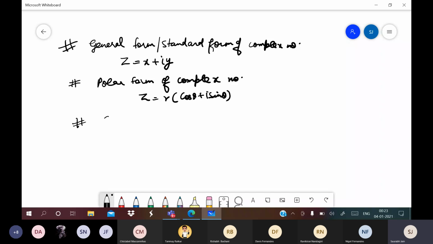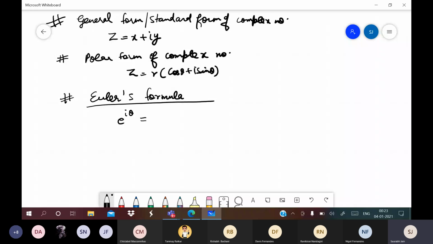before that you need to learn a new formula which is called Euler's formula. Okay, and the formula is e to the power iota theta equals cos theta plus iota sin theta.